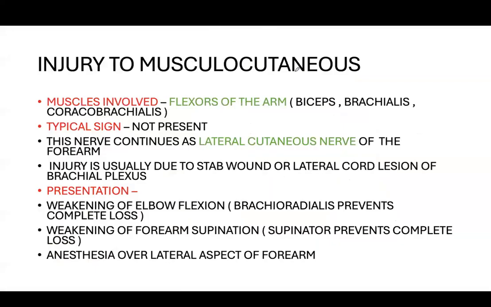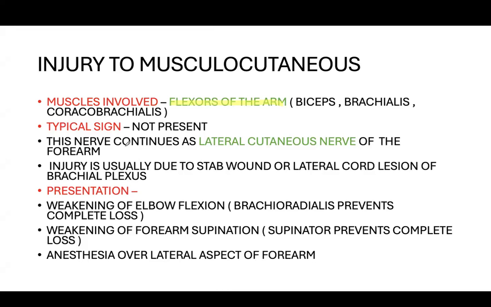Now we go to the musculocutaneous nerve, which is one of the peripheral nerves. So the muscles involved will be the flexors of the forearm, the biceps, the brachialis, and the coracobrachialis. There's another muscle, which is a flexor of the forearm called brachioradialis, but it's not supplied by musculocutaneous. It's supplied by the radial nerve, so it would not be affected in this case. But the rest of the flexors would be affected. There isn't a typical sign.